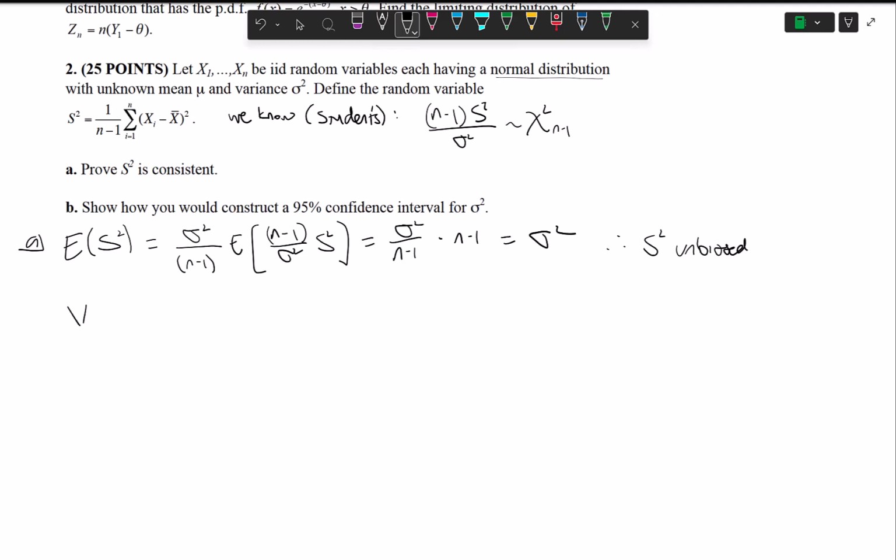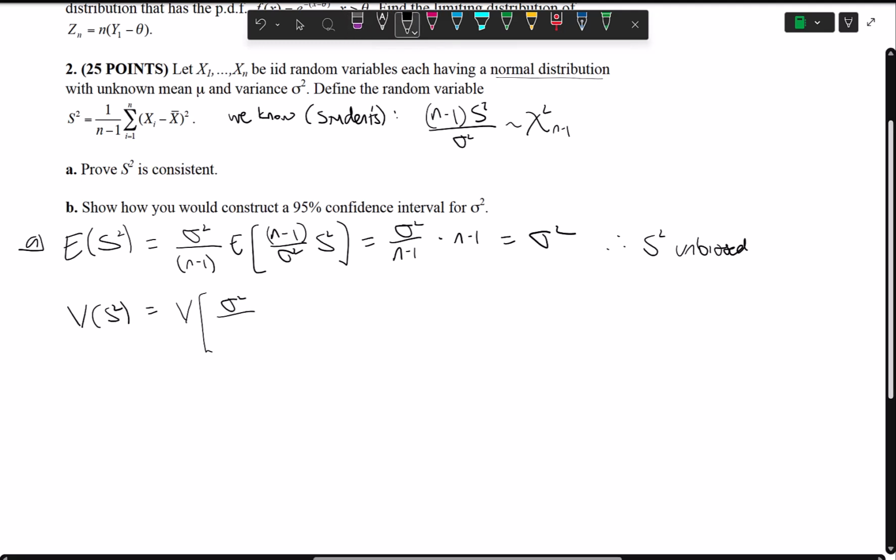Secondly, we need to find the variance of s squared and show that that goes to 0. It's going to be the variance of sigma squared over n minus 1 times (n minus 1) over sigma squared s squared, right? Now, for variance, we can't just pull it out like we did for expectation. It's not linear like that.